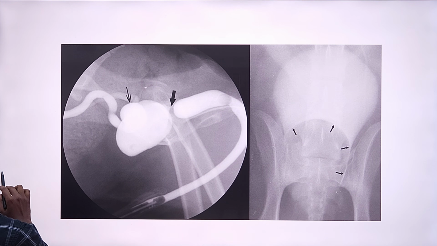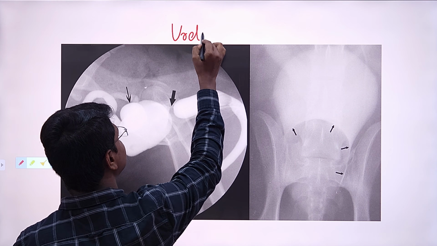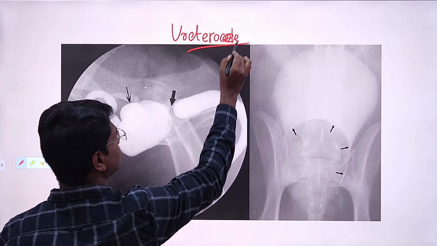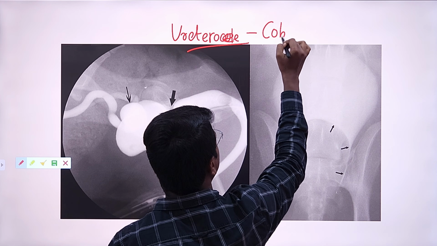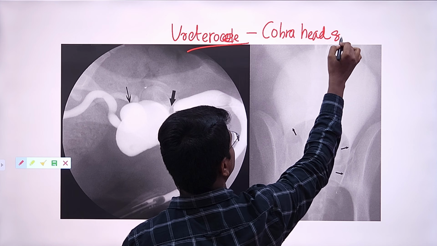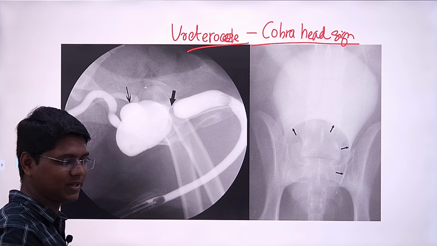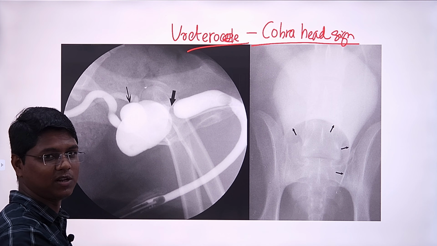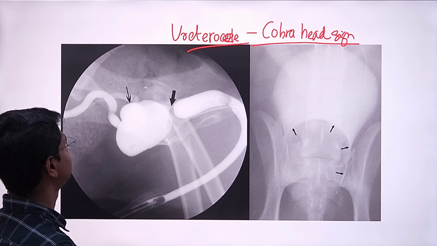Next, ureterocele. I told you about ureterocele. Why am I telling about ureterocele? There is a characteristic sign, that is the cobra head sign. Cobra head sign. Who knows, in JRF they might ask questions like these. I already discussed Bates bodies in case of peritoneal space. If you have not seen that video you can see that.